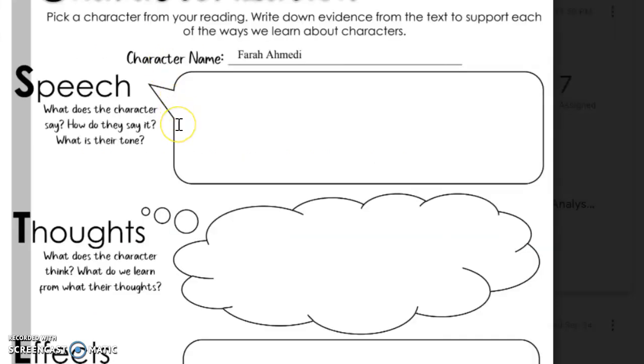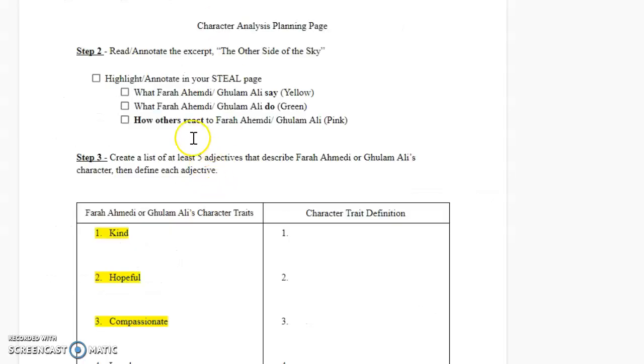Well, for Farah, we spend the majority of the time in her head. I apologize. We don't hear her speak out loud. So from these 2 bubbles, what I had you do is find, annotate, and highlight the most important quote that you could pull from the text. Something that really shows Farah or Ghulam's characteristics, okay? That was the first thing I had you do.